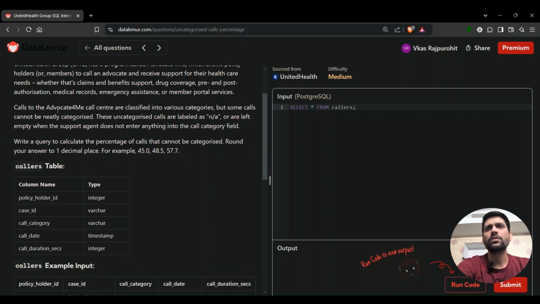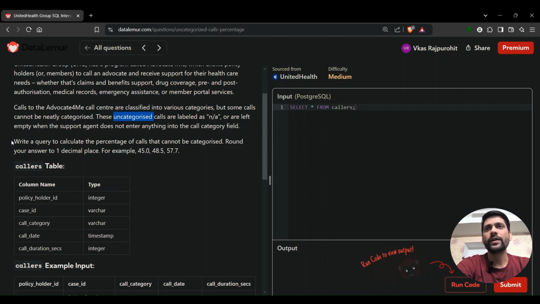Then calls to the Advocate for Me call center are classified into various categories. So this is important information in this question. Always try to look for the keywords or the information that is important in the question. But some calls cannot be neatly classified. These uncategorized calls are labeled as NA. So this is again important information: uncategorized calls are labeled as NA or left empty when the support agent does not enter anything into the call category field.